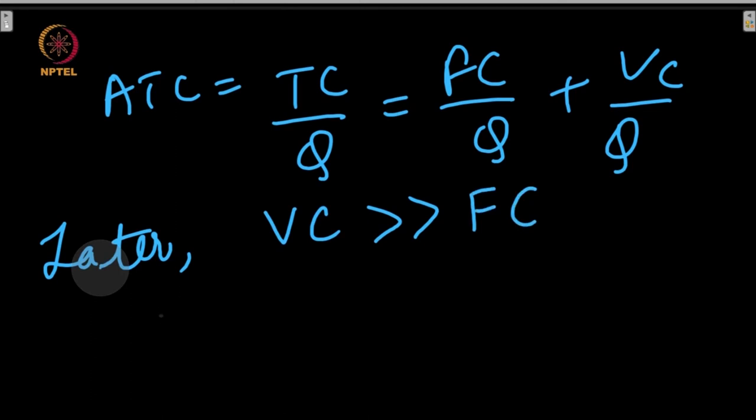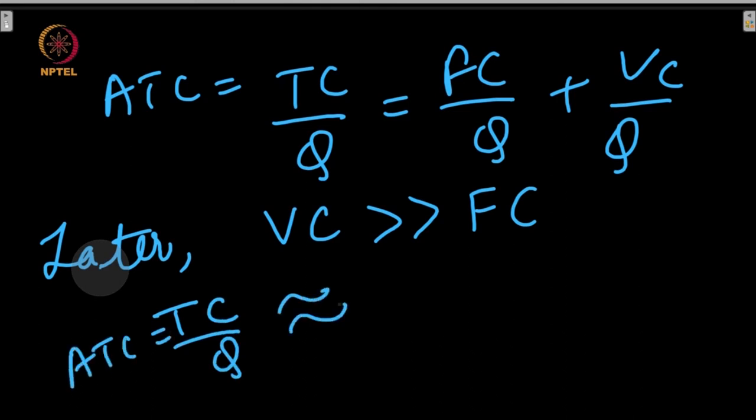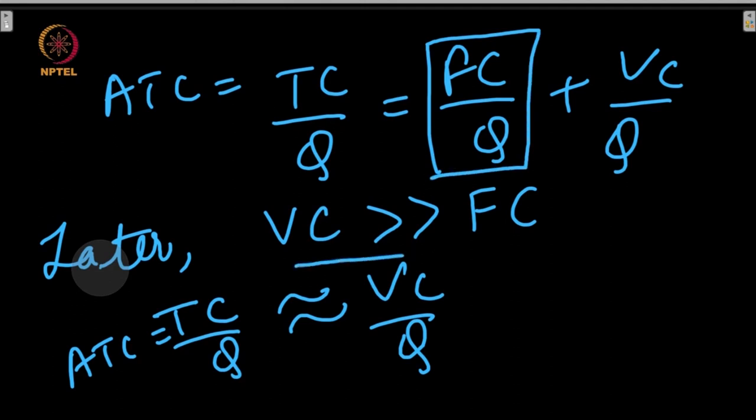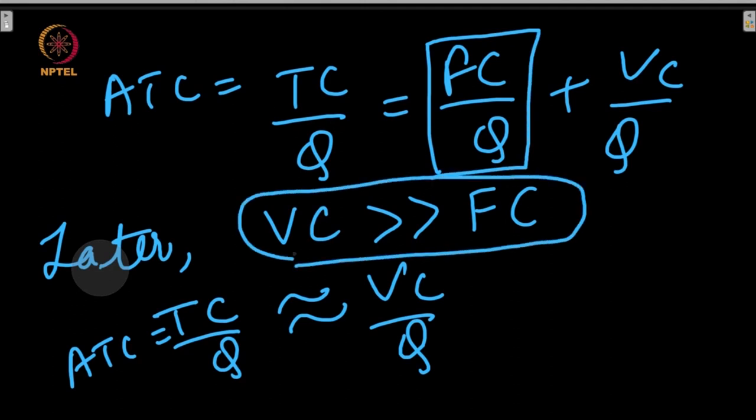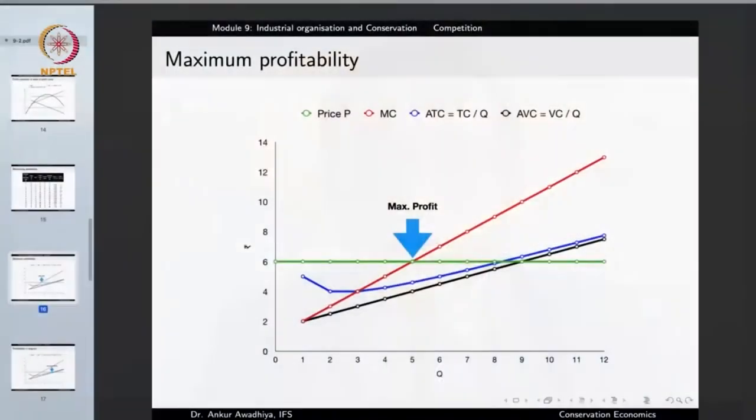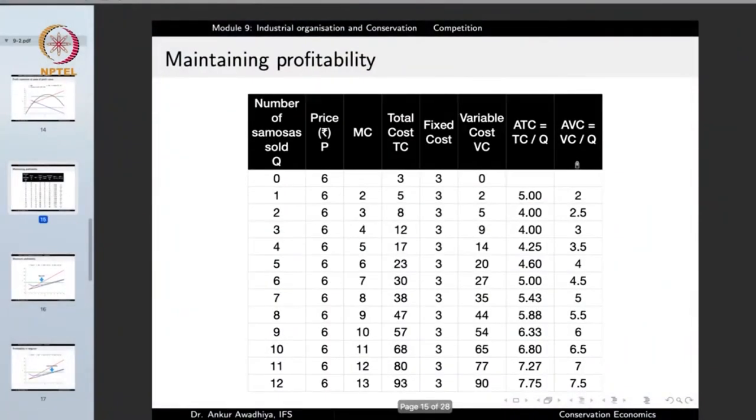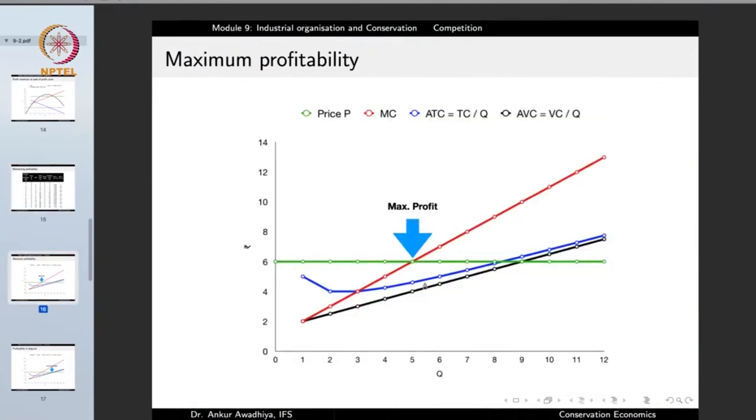When that happens, we can write that TC by Q, or the average total cost, is approximately equal to VC by Q, because in this case we can neglect this term, because this is now very much less than VC by Q. So average total cost in this case is approximately equal to VC by Q, which is equal to the average variable cost. And what we have observed here is that the average variable cost goes on increasing. So in the later stages, we will find that the average total cost also goes on increasing.